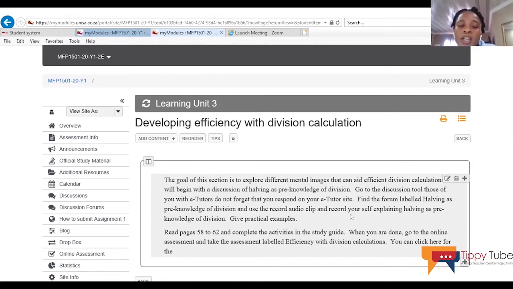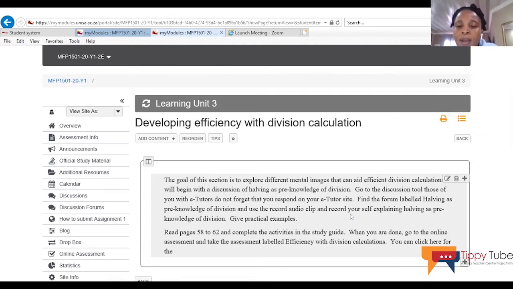Again, you read page 58 to page 62, and then you complete the activities in the study guide. Remember, I said most of the time, if you opt to just work on the activities in the study guide, seldom you'll get feedback from those activities, especially if you won't bring them to my UNISA. If you just do them at your own time at home, you might not even know if you are on the right track.